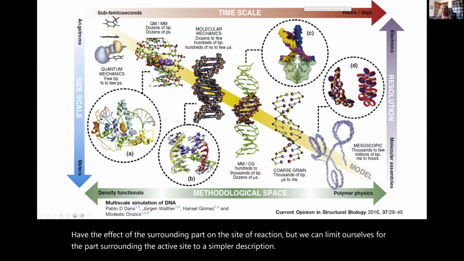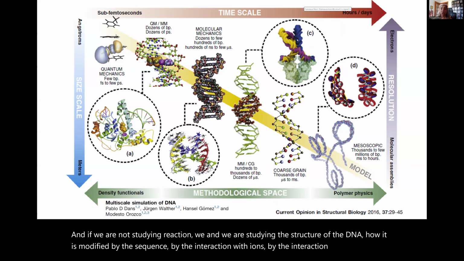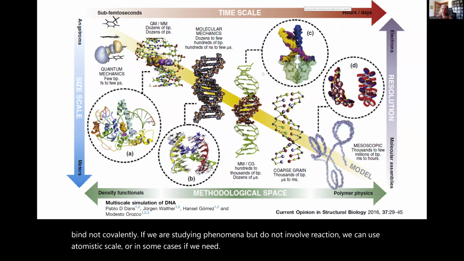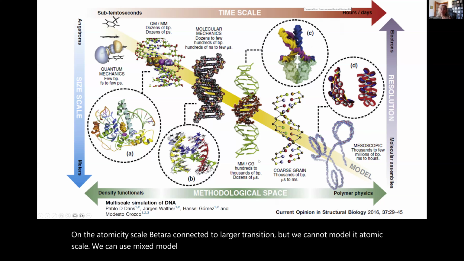And if we are not studying reactions, and we are studying the structure of the DNA, how it is modified by the sequence, by the interaction with ions, by the interaction with drugs that bind non-covalently, if we are studying phenomena that do not involve reactions, we can use the atomistic scale, or in some cases, if we need to see modifications on the atomistic scale that are connected to larger transitions that we cannot model at the atomistic scale, we can use a mixed model of molecular mechanics and coarse-grained model.